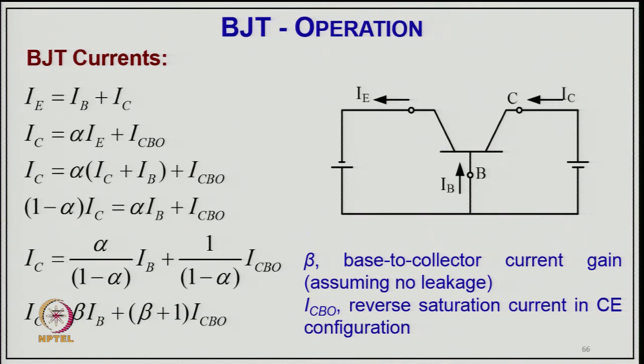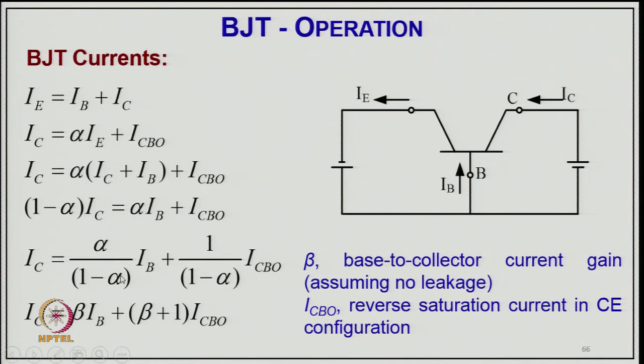Typically, we can say the BJT current IE equal to IB plus IC, from the Kirchhoff current law relation here. IC will be alpha IE plus ICBO, and from this, IC equals alpha times IC plus IB plus ICBO, or (1 minus alpha) IC equal to alpha IB plus ICBO, or IC equal to alpha upon 1 minus alpha times IB plus 1 upon 1 minus alpha times ICBO. Or we can say IC equal to beta IB plus (beta plus 1) ICBO, where beta is a large gain.